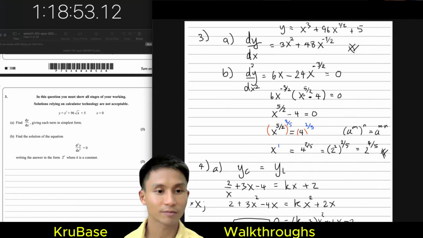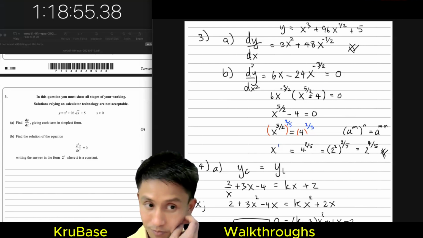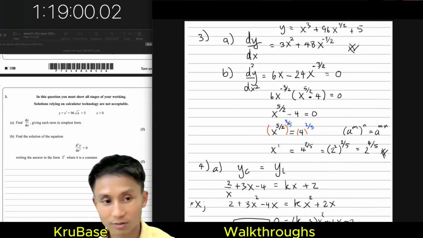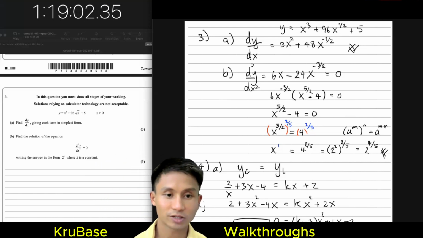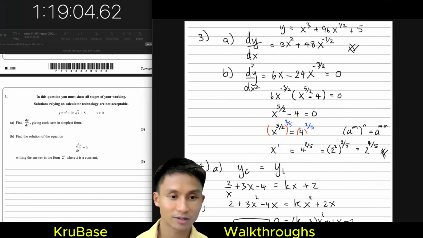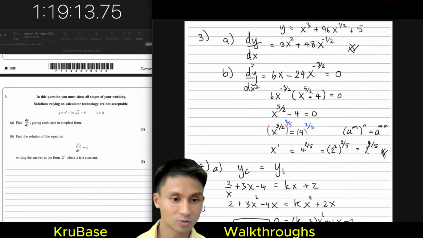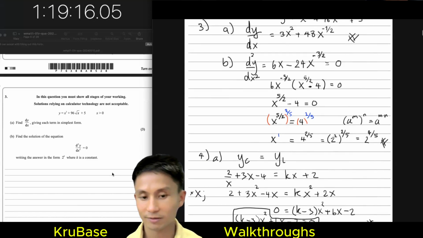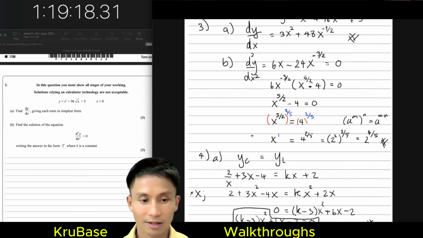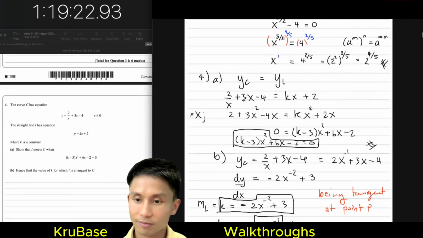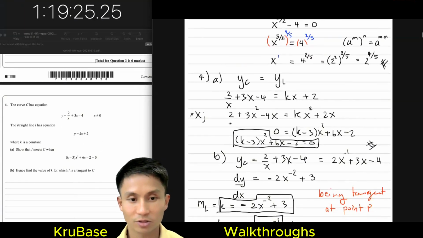Okay. And then because I know that there is only one solution, we discard that solution there. And solving for that, I get 4 to the 2 over 5 using the law of index there. I get 2 to the 4 over 5. Yeah, that's done. Number 4. On this, kx plus 2.